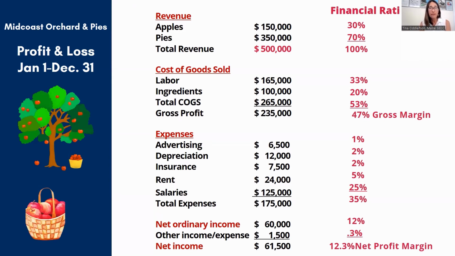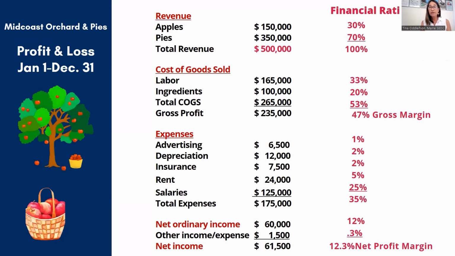We do the same thing with pies. 70% is coming from pies. Really useful information, because if you're going to make a major change to how you are going to run your business, say you decide you don't want to do pies anymore, you might want to rethink that, because right now that's where most of your revenue is coming from.